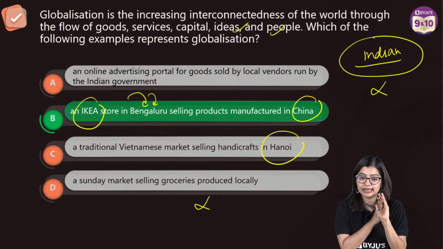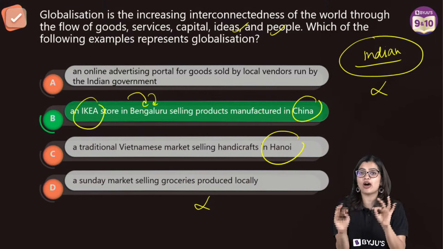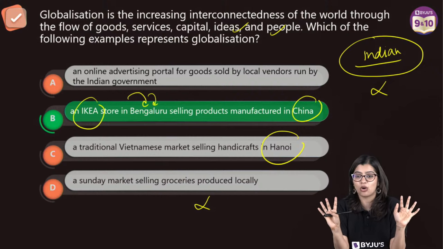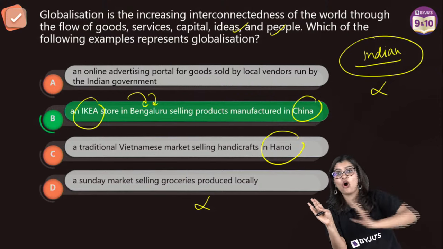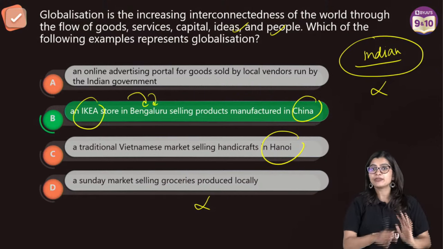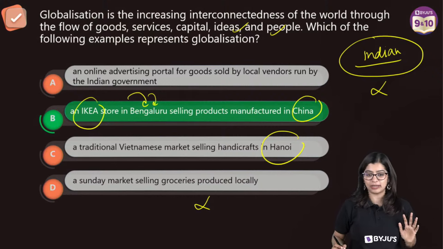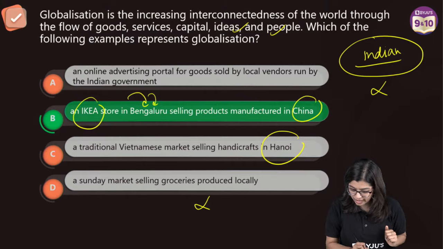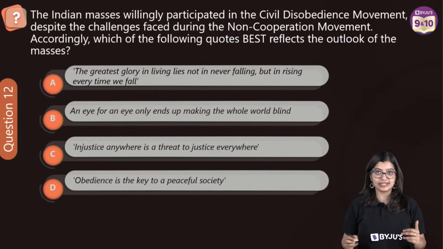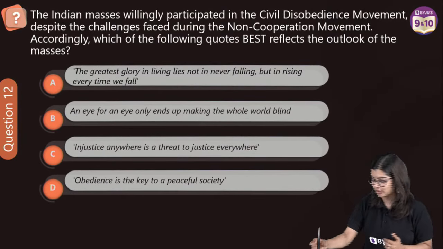So are you clear with this? Always look for two different countries coming together in globalization. There should be a flow of money, flow of goods, or maybe ideas. Only then will it be simple. I mean, then you know that that would be the answer. Good? Okay. Now we have a question based on the civil disobedience movement. So I'm going to call Ankita ma'am for the same.